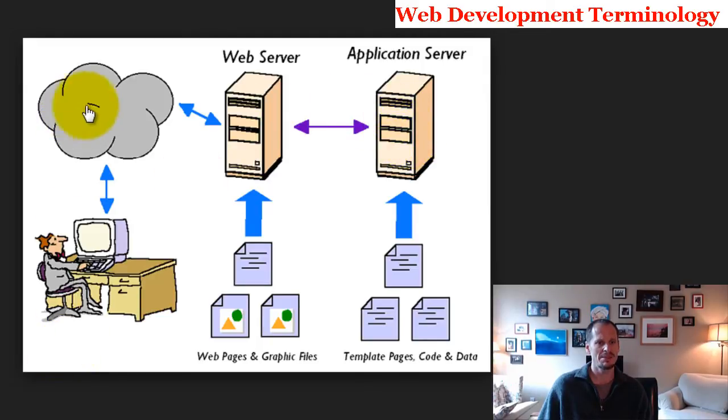The same thing is going on here, but now the web server says, oh, you want a certain page with programming logic on it. The web server asks the application server for it. The application server processes whatever programming logic is on that page, hands it back to the web server, and then the web server serves that to the person who's asking for it. So we just have another tier here. We've got the web server and we have the application server.